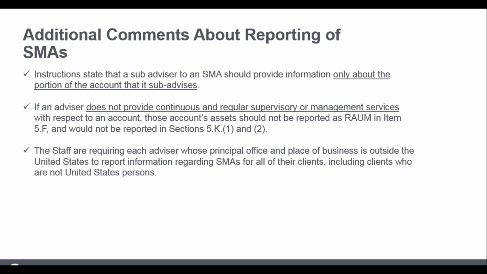So just some additional comments about reporting for separately managed accounts. If you're sub-advising that account, you only need to report on the portion that you sub-advise. And if you don't provide continuous and regular supervisory or management services to that account, you're not going to be disclosing it in item 5F, and therefore you don't need to disclose it here in this item 5K. Also, regardless of your office location, U.S. or non-U.S., you do need to report on all of your separately managed accounts, regardless of their location. So if you're a non-U.S. advisor and you have non-U.S. managed accounts, you're still going to have to report on those.